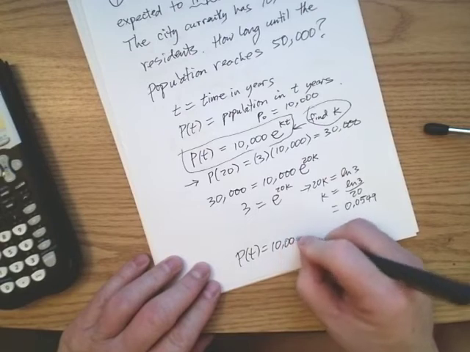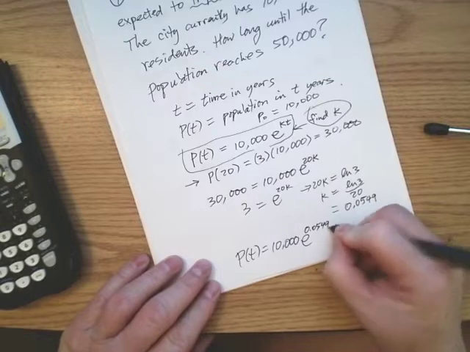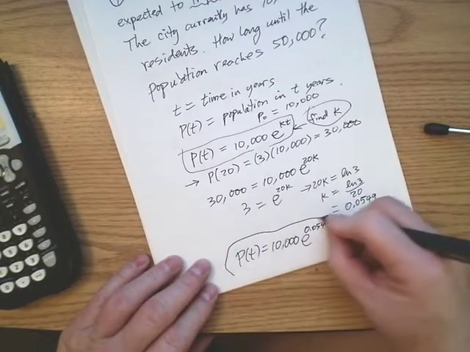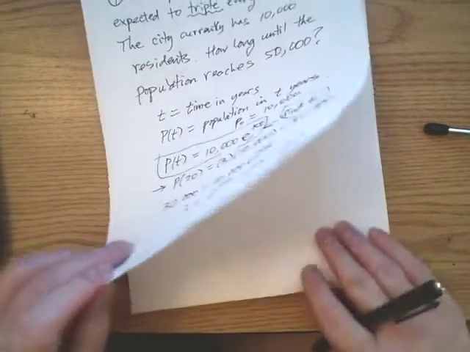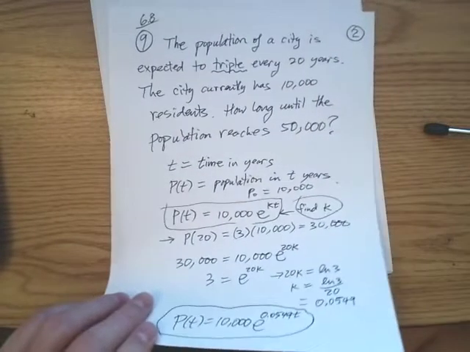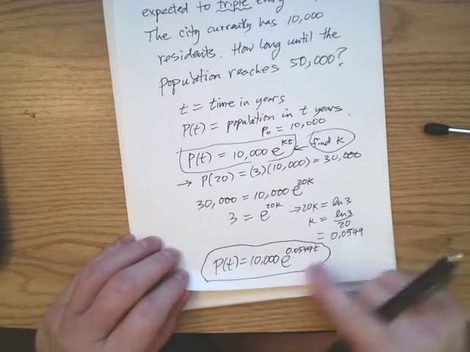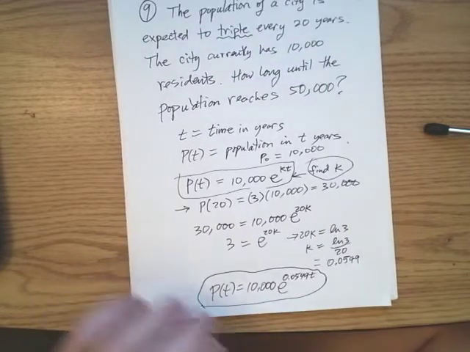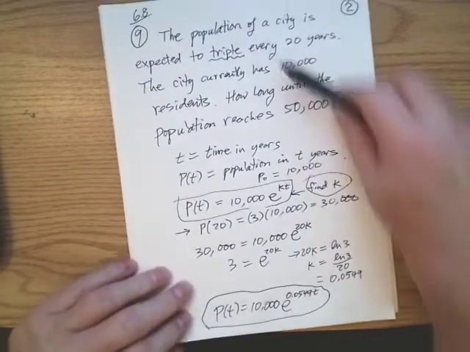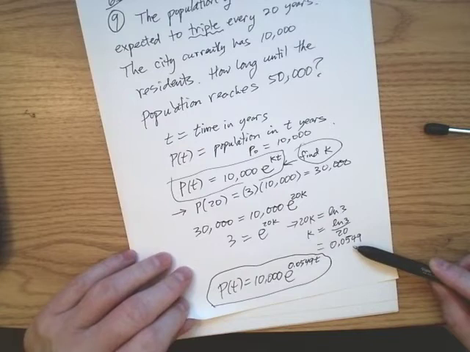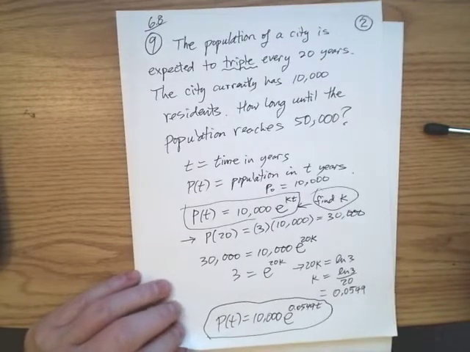So here is our growth model: 10,000 times e to the 0.0549t. So now we know we've got an equation for the population as a function of time, and let's go ahead and use this to answer our questions. When is it going to be 50,000? I might throw this in here, since this is acting like a compound interest rate, and this time is in years. This is like almost 5.5% interest compounded yearly. That leads to the tripling every 20 years.